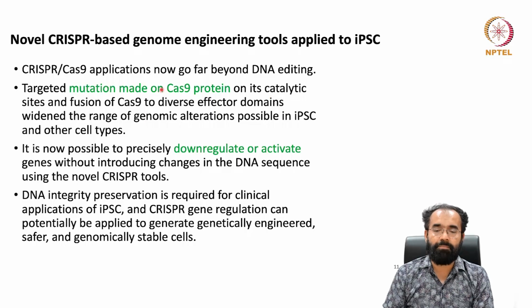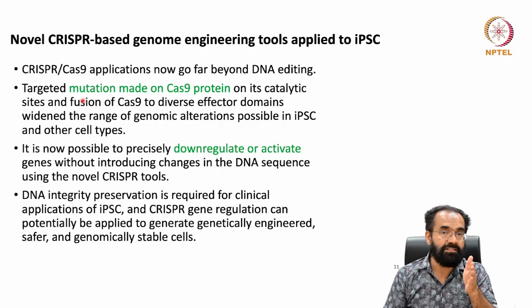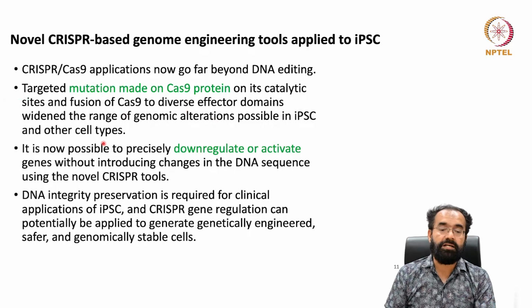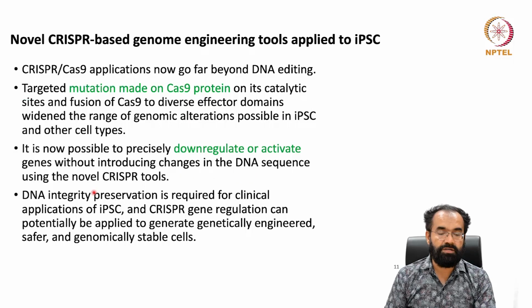So CRISPR-Cas9 applications now go far beyond DNA editing. A targeted mutation is made in the Cas9 protein on its catalytic site. Catalytic site means it will cause the cutting. And the fusion of Cas9 to diverse effector domains widened the range of genomic alterations possible in iPSCs and other cell types. It is now possible to precisely downregulate or activate genes without introducing changes in the DNA sequence by the use of novel CRISPR tools.